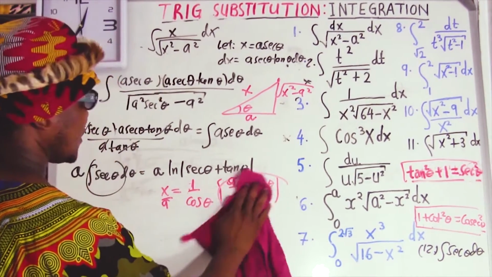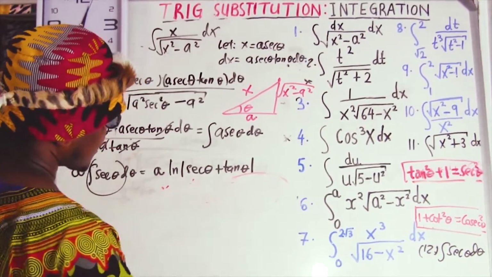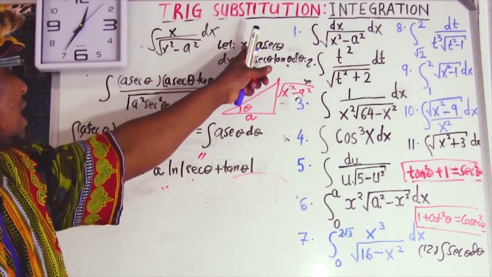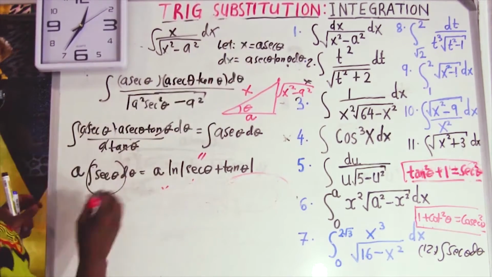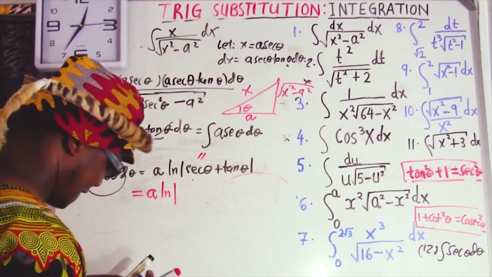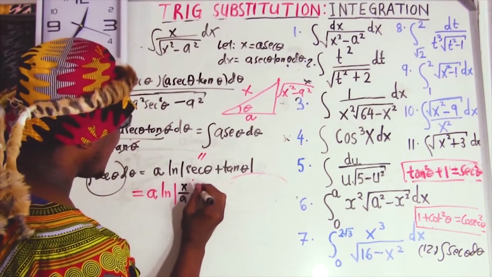So for that case now, I can use those tools. I can just erase this and replace the sec. Do I know the sec? Of course, yes. Sec equal to x over a. So I can say this equal to a ln of sec, which is x over a, plus tan.